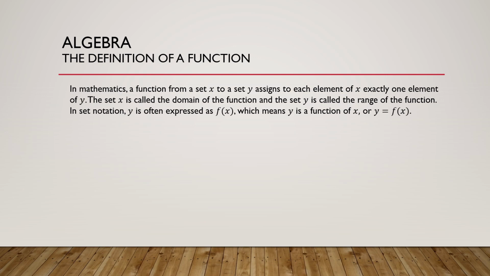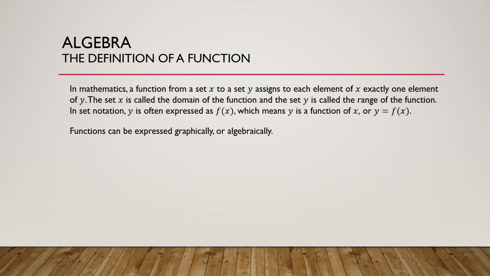In mathematics, a function from a set x to a set y assigns to each element of x exactly one element of y. The set x is called the domain of the function, and the set y is called the range of the function. In set notation, y is often expressed as f of x, which means y is a function of x, or y is equal to f of x. Functions can be expressed graphically or algebraically.